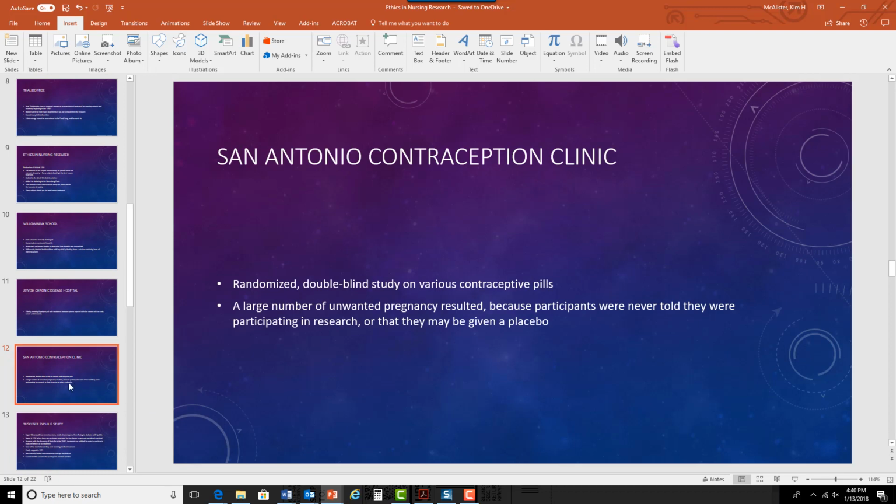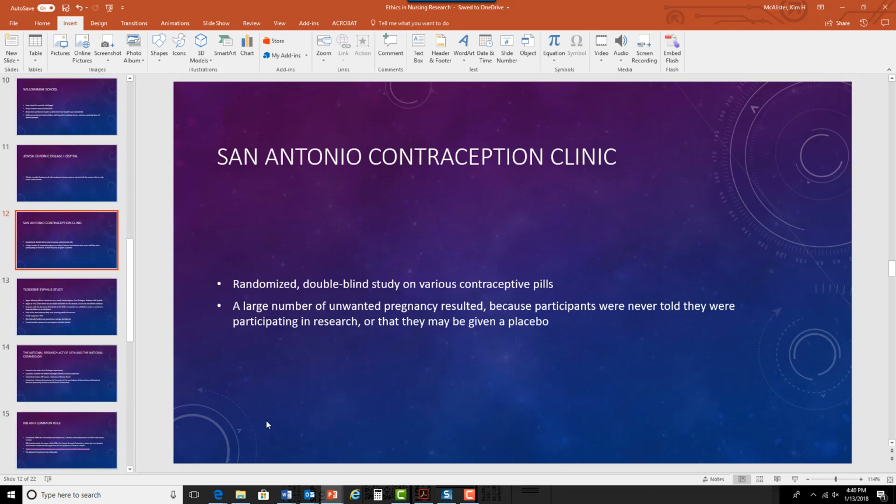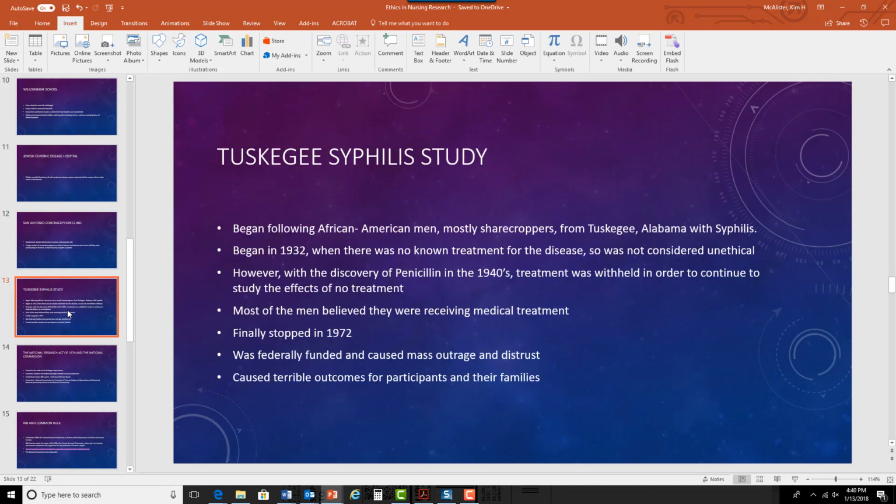San Antonio in the 70s had a contraception clinic that decided to do a randomized double-blind study on contraceptive pills. Now, if it's randomized and double-blind, that means they just randomly pick some people to be in the experimental group and some to be in the control group. But the participants were never told they were participating in research, so they assumed they were getting birth control pills, and so there were a lot of unwanted pregnancies that happened because of that.